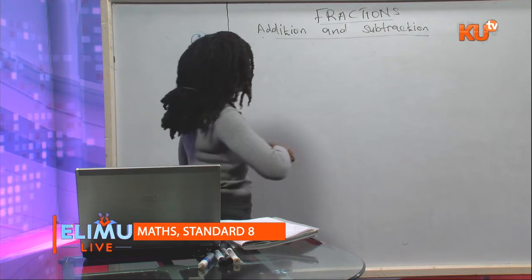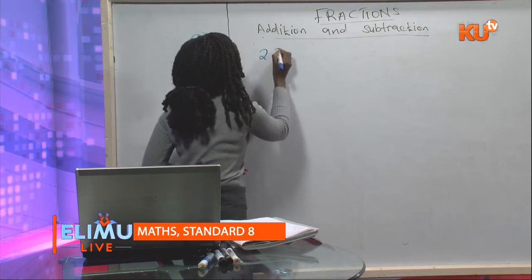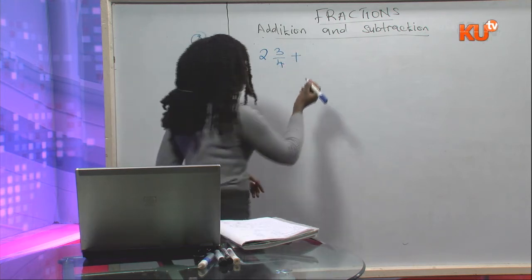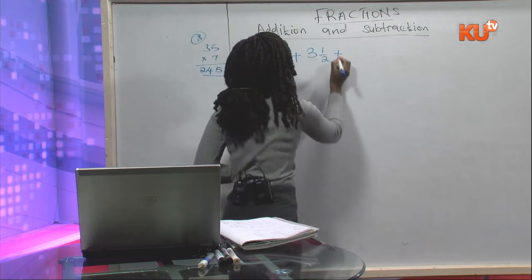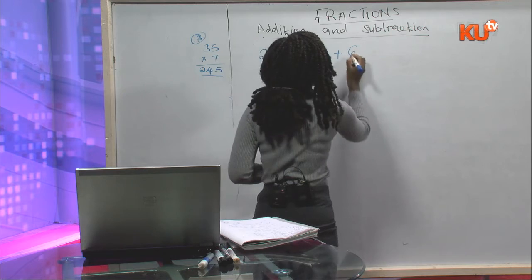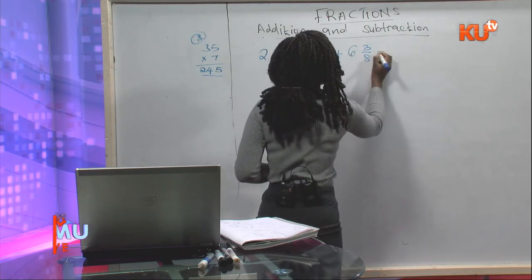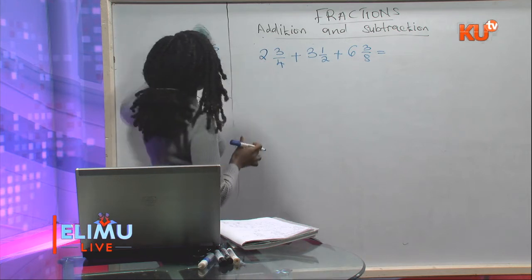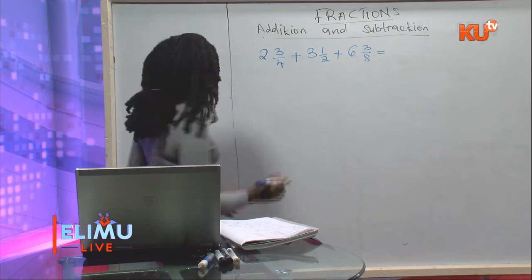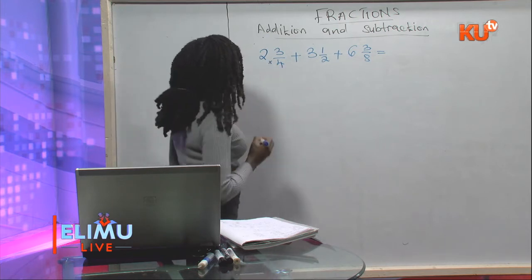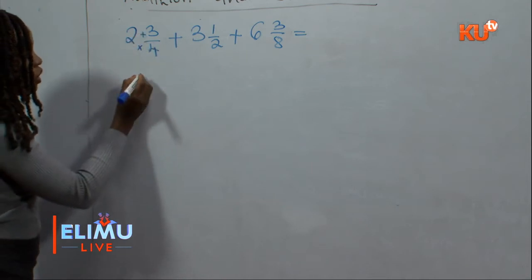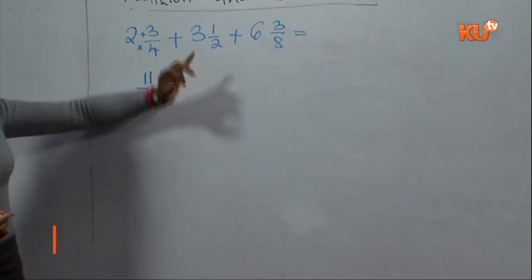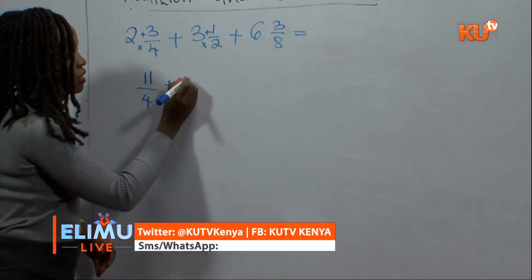We have 2 3/4 plus 3 1/2 plus 6 3/8. So we have 3 mixed fractions. We change them to improper fractions. 2 times 4, we get 8. 8 plus 3, we get 11 over 4, plus 3 times 2 is 6, plus 1, we get 7.